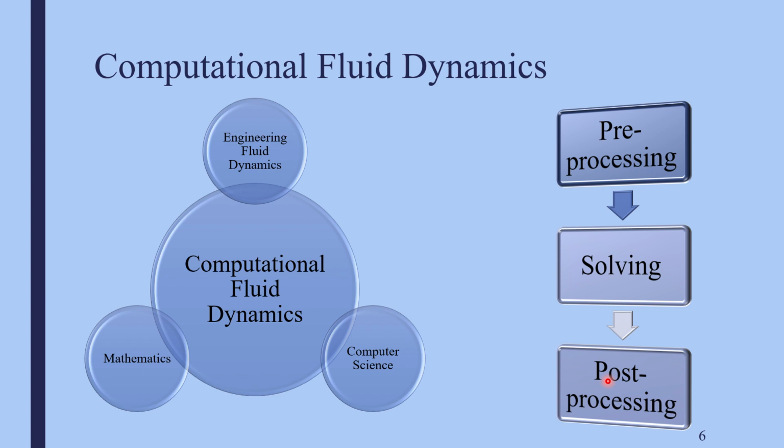In other words, we would be dividing that geometry into small segments, so that we can write equations for those small systems for the solution purpose. And then we would be solving that, and we would be getting the values at each point. And after that, we would be post processing, where we would be visualizing the results obtained from the solution.